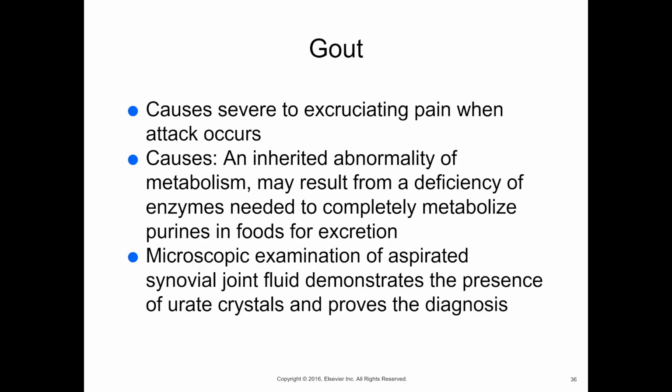Next, gout. Gout is another inflammatory arthropathy, except this is one of the crystalline arthropathies. What happens with gout is you're going to get deposition of uric acid crystals inside the joint. Those uric acid crystals rub down on cartilage, cause inflammation. It's not fun.